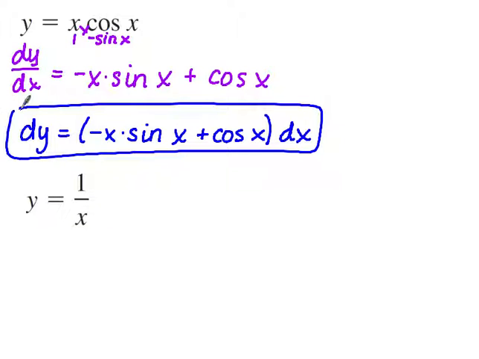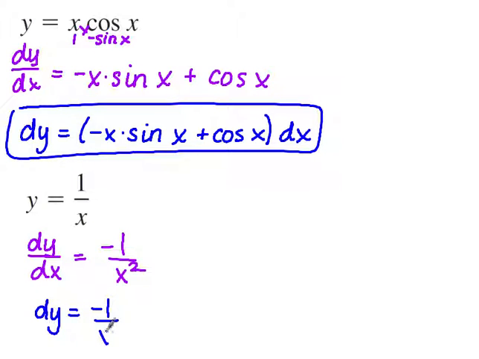Okay. Next one, let's see if we remember our little trick. Little trick, negative 1 over x squared. So my answer will be, yep, negative 1 over x squared times dx. Now some people might write that as negative dx over x squared. You can, but you don't have to. Okay.